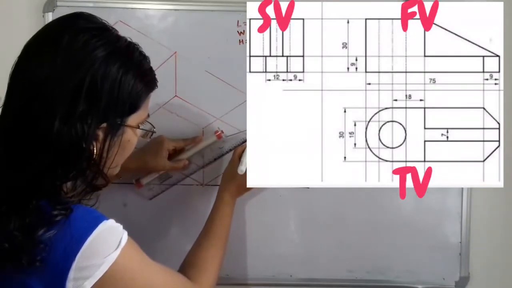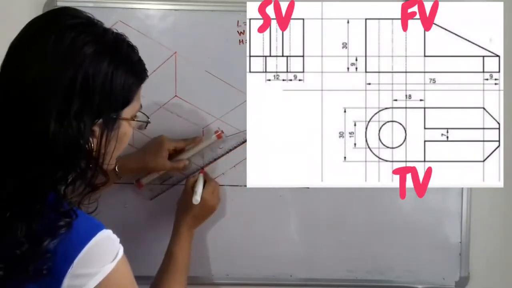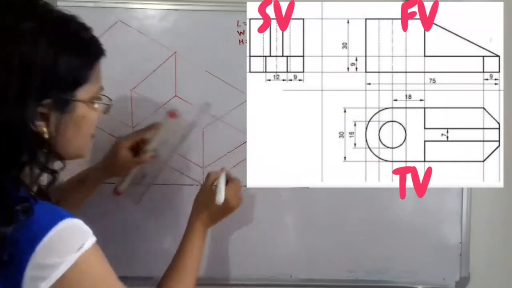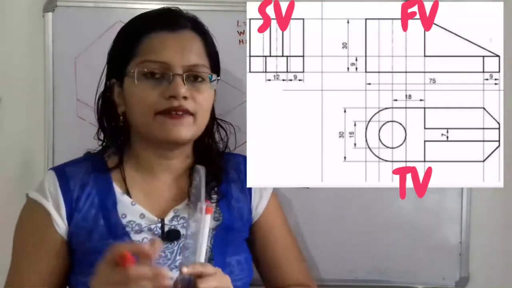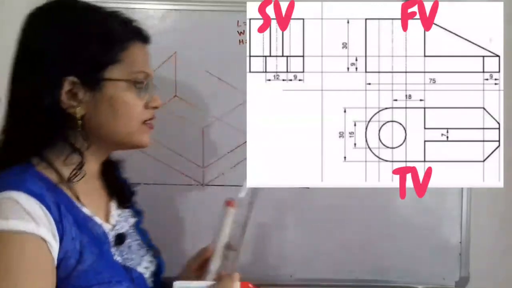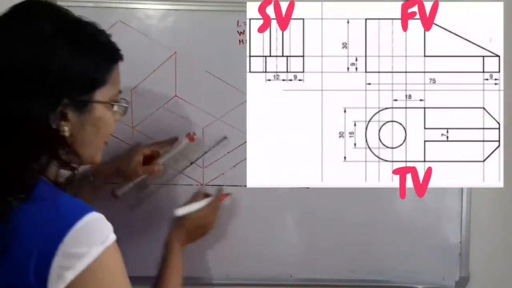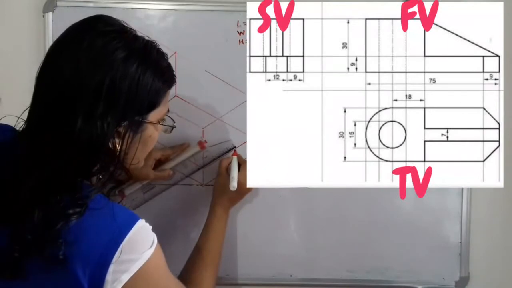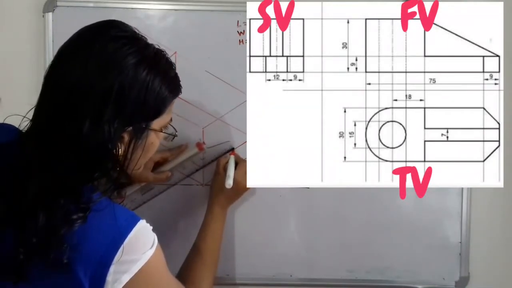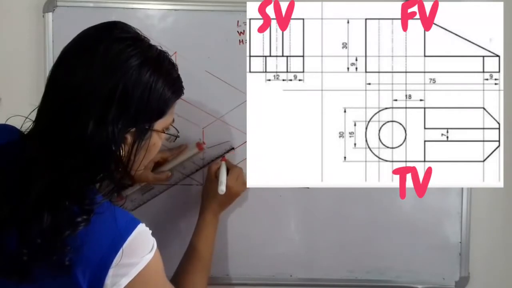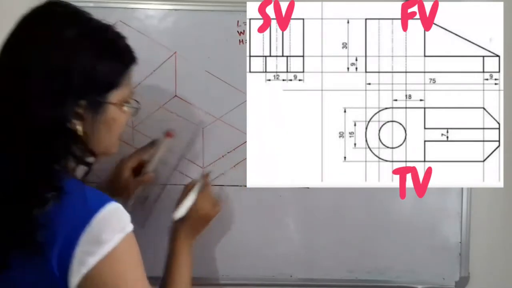Here the total length is 120. So here at the 6 we have to take. Now what is the total width of the rib? That is 7. So 7 into 4, that is 28. So we have to select on both sides of the middle point, that is 14 millimeter distance. So here we have to select 14 millimeter distance.